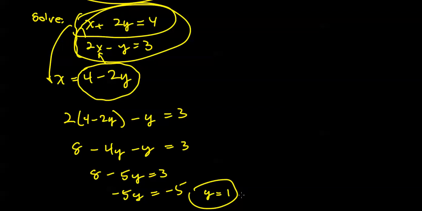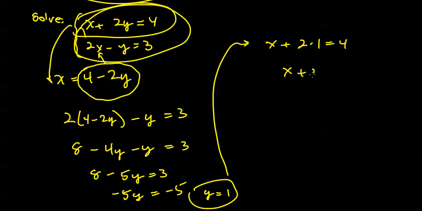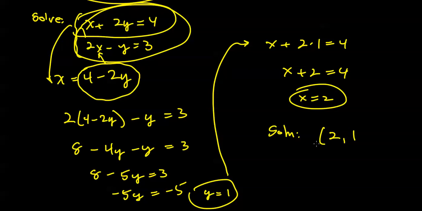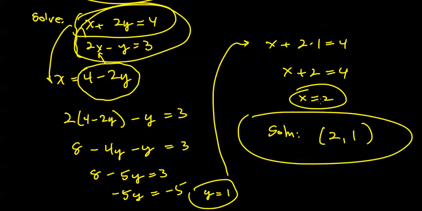What I can do now is substitute this value of y into either equation, and I get x. I'm going to use the top equation then. x plus 2 times 1 equals 4. So x plus 2 equals 4, and then x equals 2. So I know when x is 2, y is 1, and that solves the system algebraically. So my solution is the point (2, 1), which agrees with the solution we got graphically.